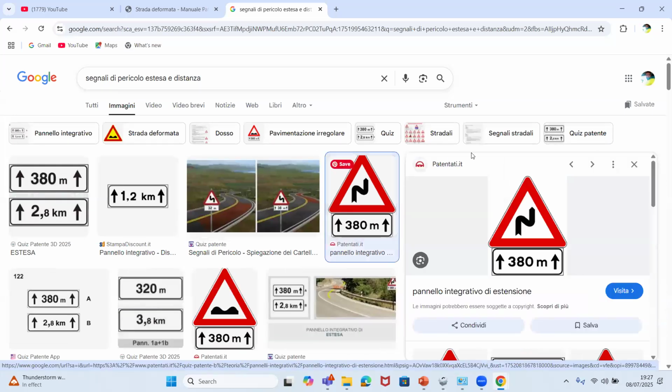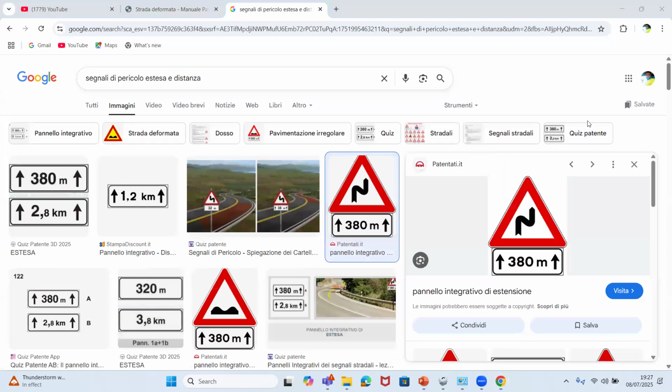Let me show you something. This is a good example of Segnali Di Pericolo. They will not put a particular signboard under it. Now, what does this symbol simply mean? In Italiano, in patente, they call it pannelli integrativi. Pannelli, because it is plural, or pannello integrativo.